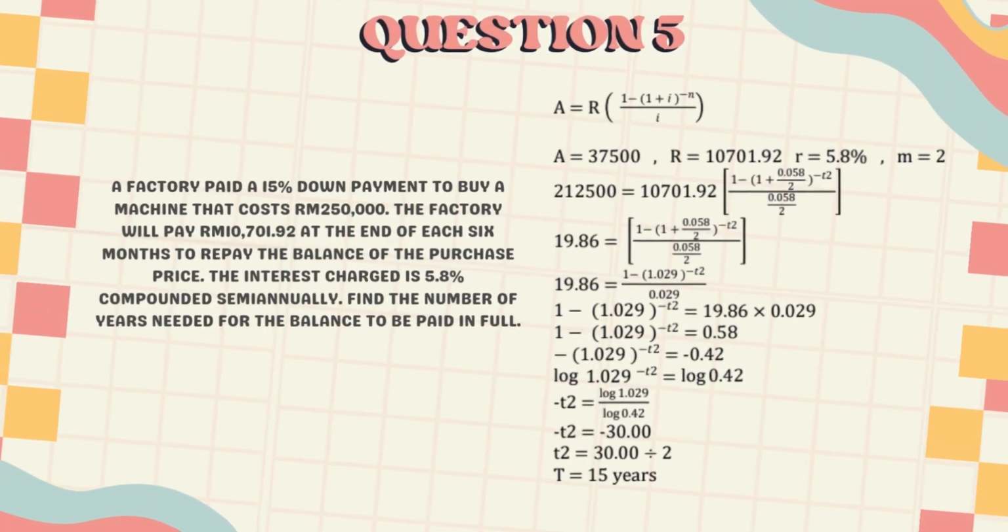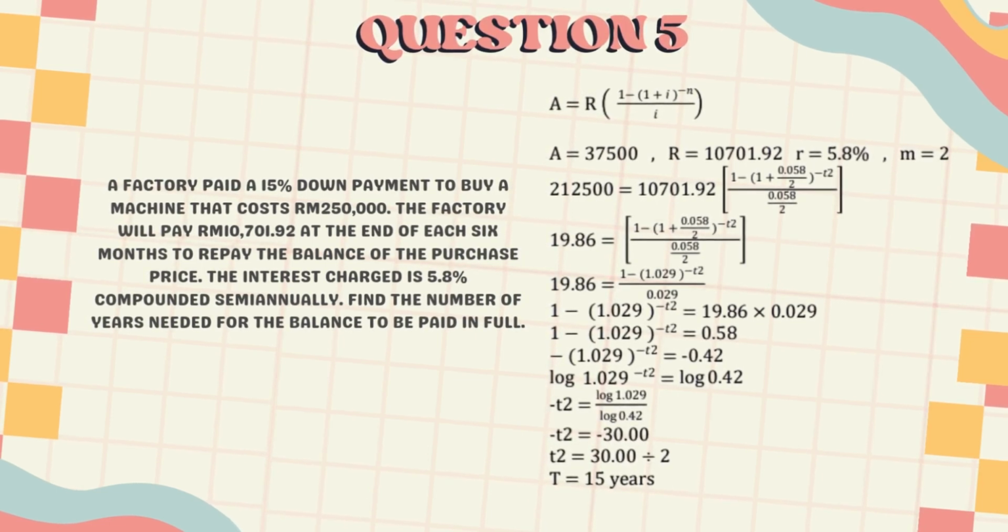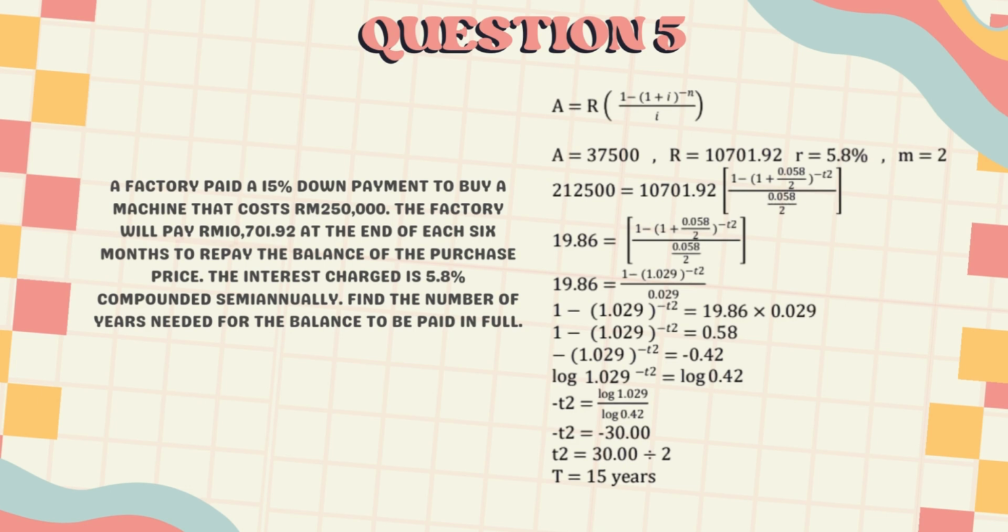Back to me again for question 5. The question is, a factory paid 15% down payment to buy a machine that cost 215,000. The factory will pay 10,701.92 at the end of each 6 months to repay the balance of the purchase price. The interest charge is 5.8% compounded semi-annually. Find the number of years needed for the balance to be paid in full.